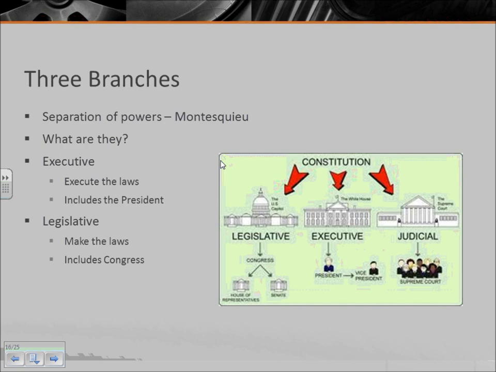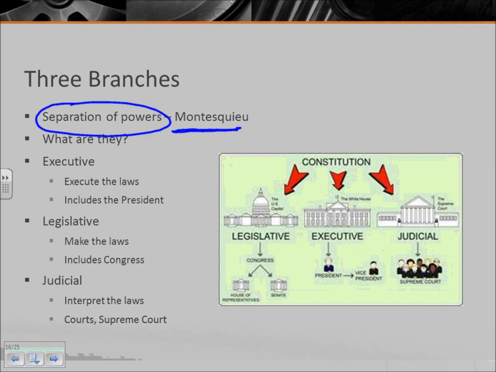Now, when the government is created, when it's designed, America jumps on board with the Enlightenment thinking of Montesquieu, where you have the separation of powers. All right, three branches of government. What are they? We have the executive branch right here. We have the legislative branch right here. And we have the judicial branch right here. Remember, the legislative branch is where you have Congress. We talked about this in class. Executive is the president. And the judicial branch is the Supreme Court.